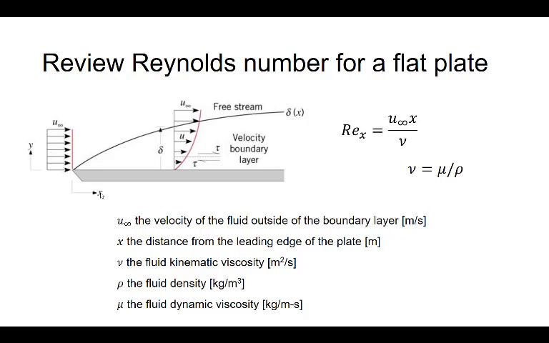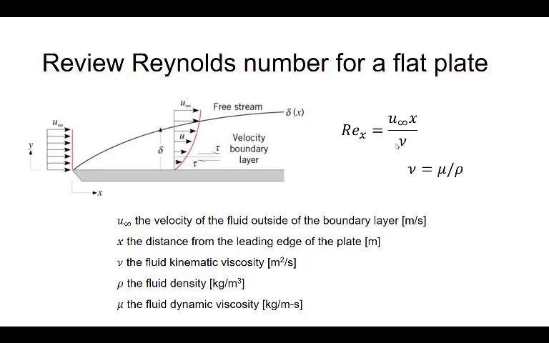Fluid density has units of kilogram per cubic meter, mass per volume. The fluid dynamic viscosity is often reported in units of Newton second per meter squared. An equivalent set of units is kilogram per meter second. To calculate the Reynolds number, one uses the free stream velocity, the fluid kinematic viscosity, calculated at the film temperature of the fluid, and the distance from the leading edge of the plate x.